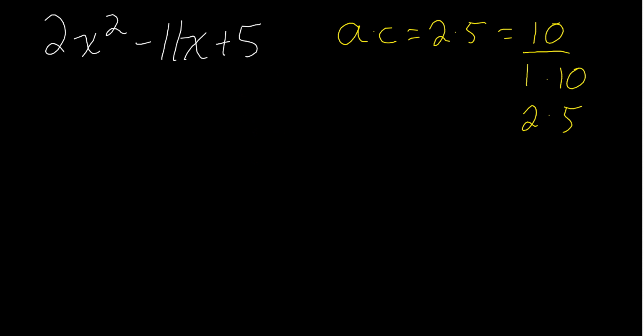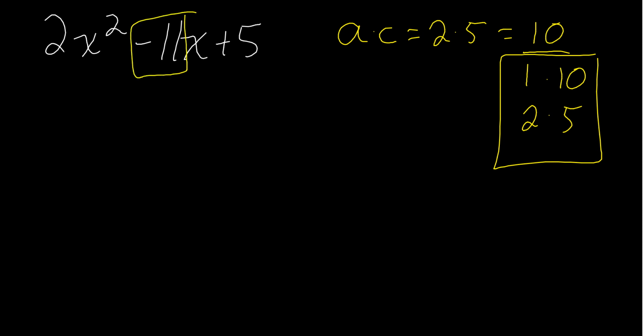The next part is we're going to say, okay, so of these factors, which pair, when you add or subtract them together, will give you a negative 11? Well, obviously, a negative 1 and a negative 10 will give me a negative 11, right? And of course, negative 1 times negative 10 is indeed equal to positive 10. So this works.